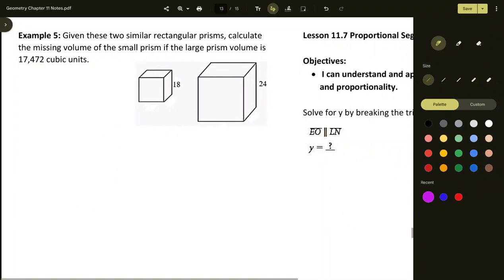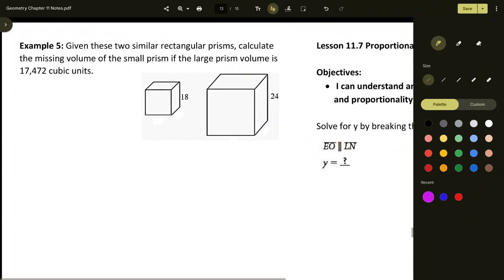All right, last example. Here it says, given these two similar rectangular prisms, calculate the missing volume of the small prism if the large prism volume is, I'm going to write it down, 17,472 units cubed. Now we are missing this volume, so I'm going to put volume is unknown units cubed.